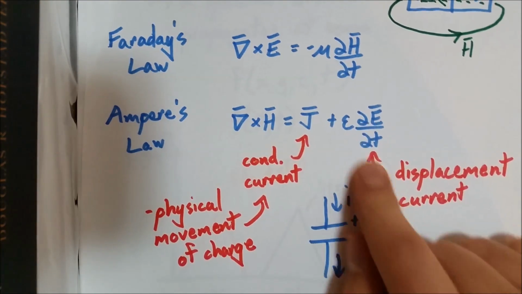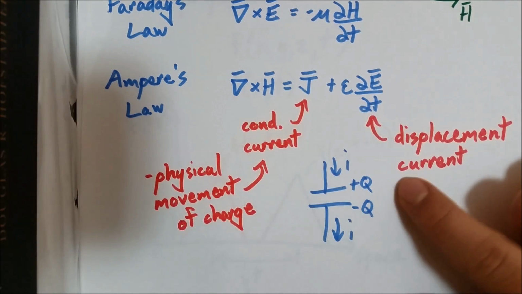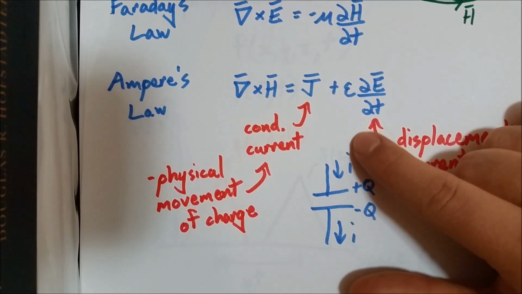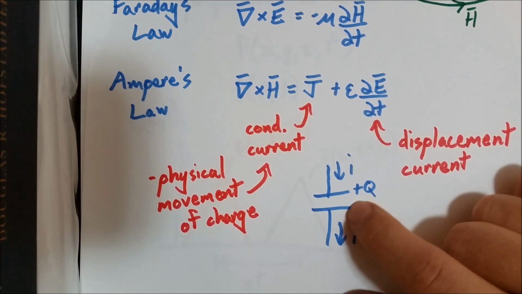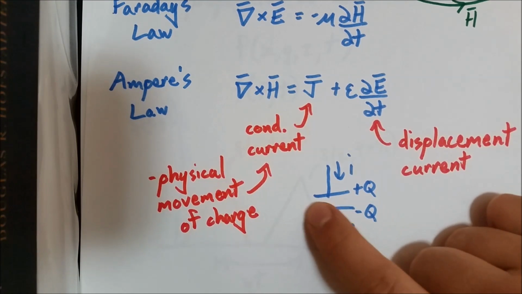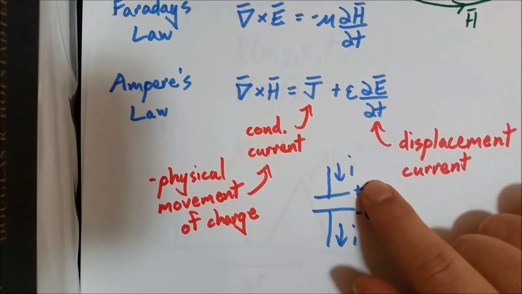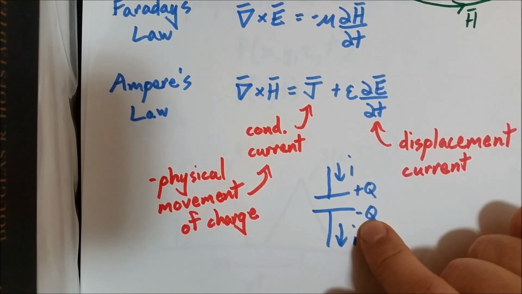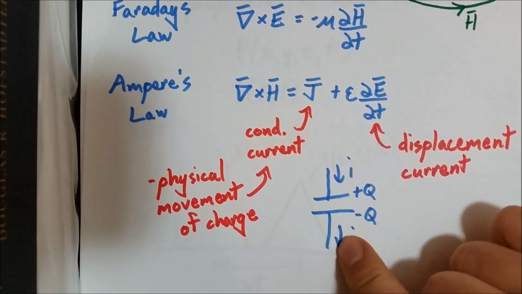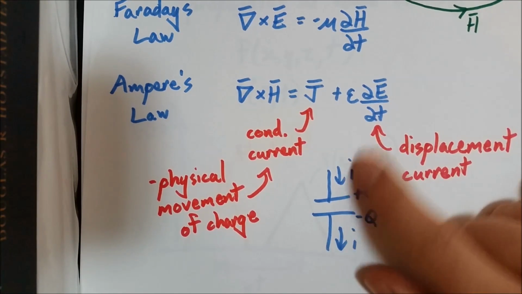Maxwell actually coined this as the displacement current, which you can think of as a capacitor. You have a current coming in, I, and you have a current leaving, I, but you know that no physical charge is actually being moved within the two plates of the capacitor. You're simply charging the one plate as a positive Q and the other is becoming negative, and thereby you're inducing this displacement current.